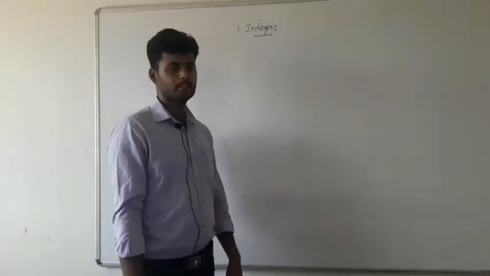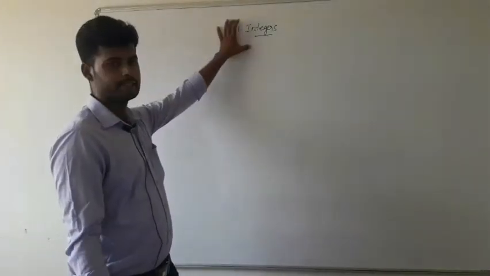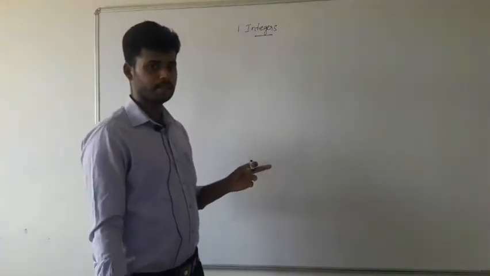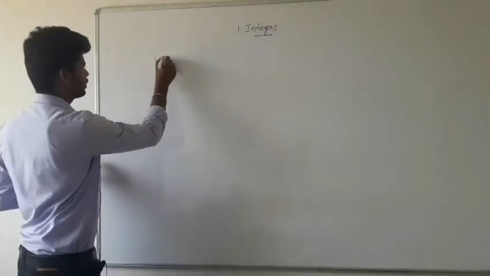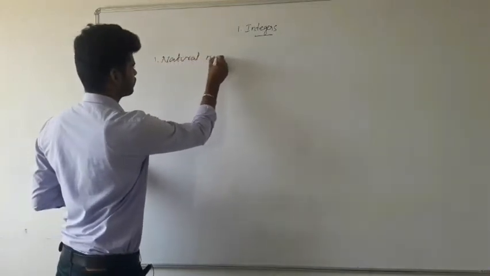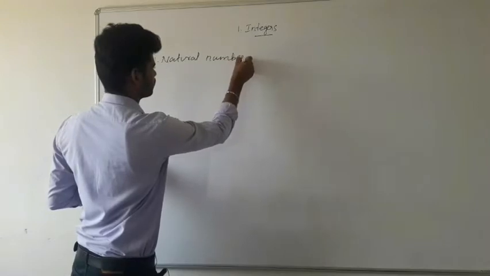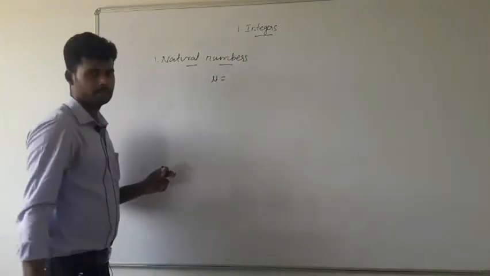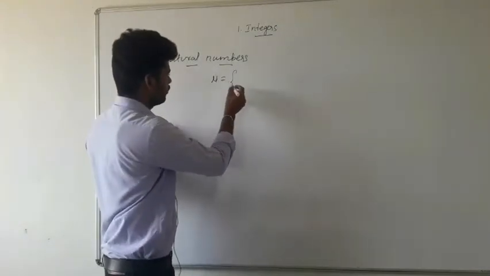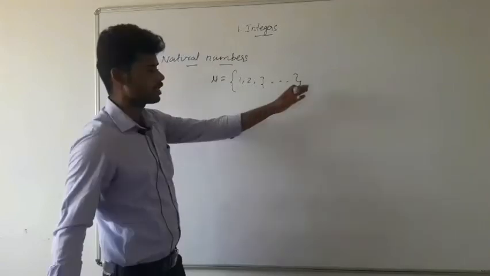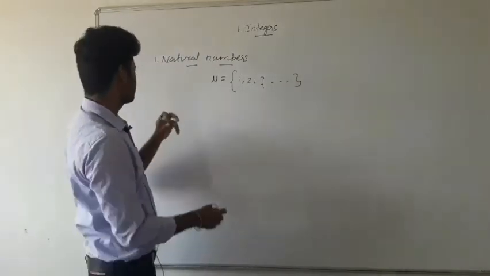Hi everybody. Today's topic is integers. Already you know whole numbers and natural numbers. What is meant by natural number? The set of 1, 2, 3, up to infinity. This is an uncountable number set. That is natural numbers.